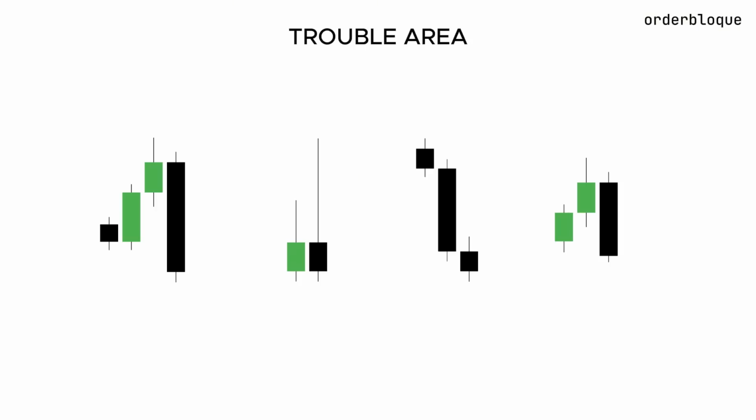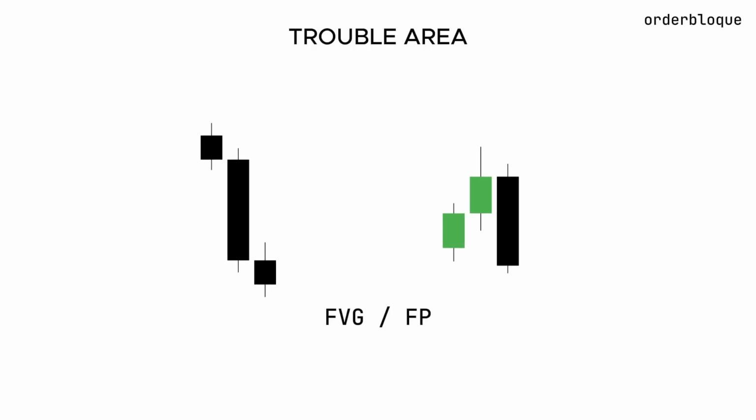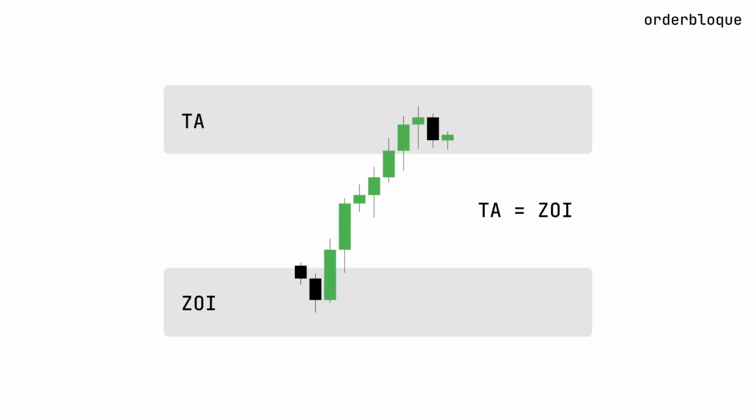The trouble area function is implemented by all 4 variables, but the key ones are fair value gap and fractal points. They are not chosen randomly, as they possess a unique ability to provide the greatest amount of liquidity to the market compared to other variables. In essence, it's the same zone of interest, but with one significant difference. It is oriented against us or our positions. It's important to note that the trouble area is always on the same time frame as the zone of interest.